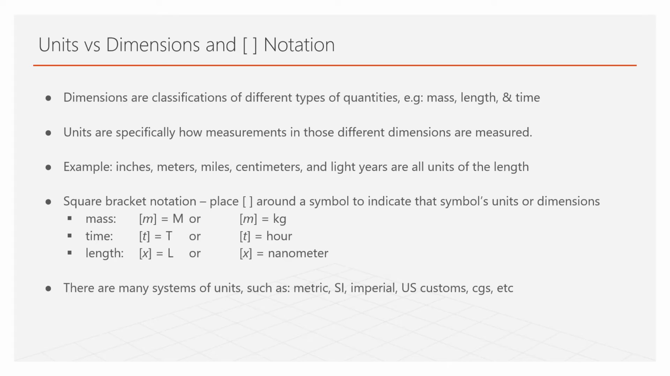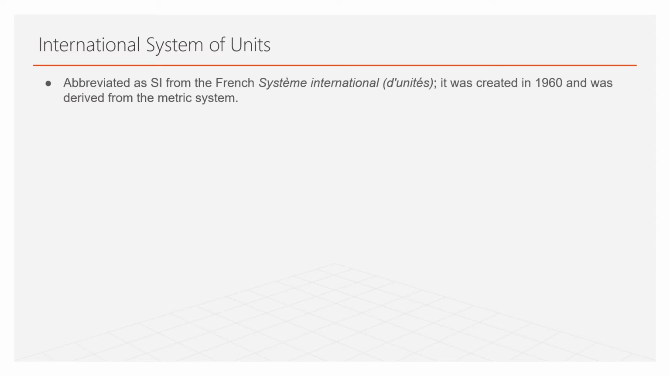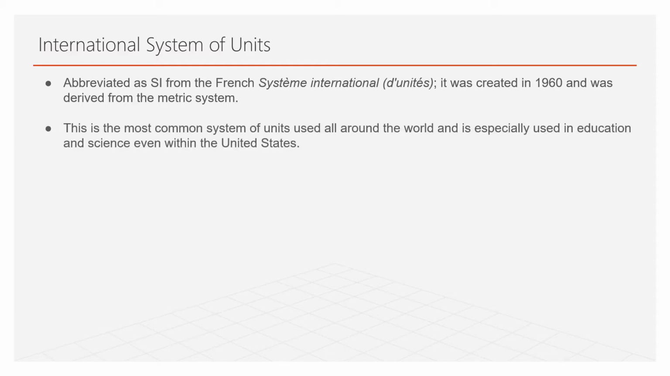There are many systems of units, such as the metric system, SI, imperial, US customary, CGS, and others. In this class, we will primarily use the International System of Units. It is abbreviated as SI from the French translation. It was created in 1960 and was derived from the metric system. This is the most common system of units used all around the world and is especially used in education and science, even within the United States.